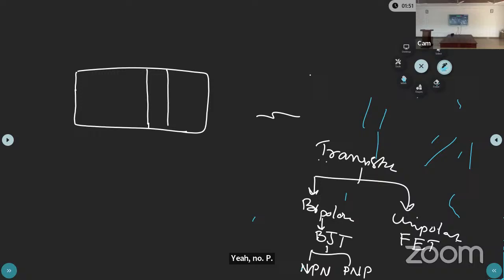That means in the construction of the NPN transistor, the P-type semiconductor is sandwiched between two N-type semiconductors. This is the P-type semiconductor, this is the N-type and another N-type. That is sandwiched between the two semiconductors. That is called the NPN transistor. So how are we making the NPN transistor? One P-type semiconductor sandwiched between two N-type semiconductors is called an NPN transistor.